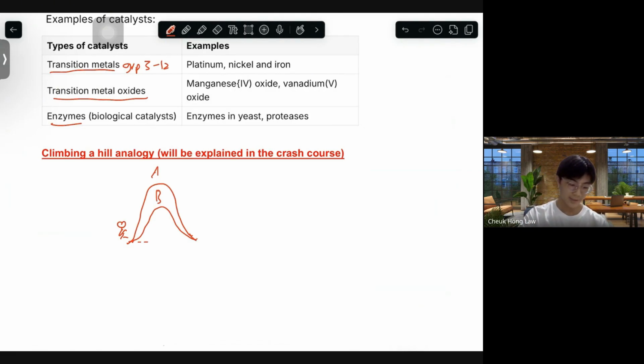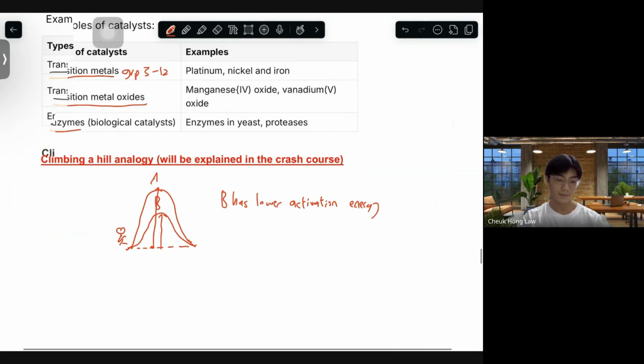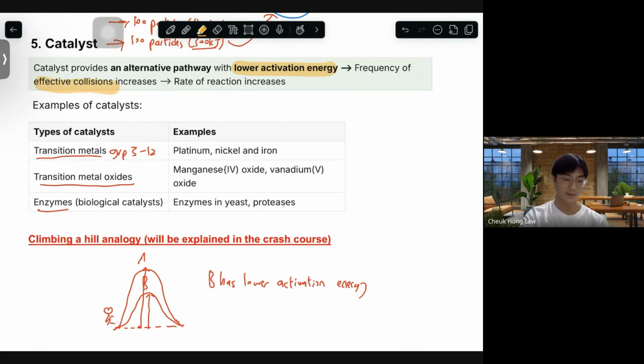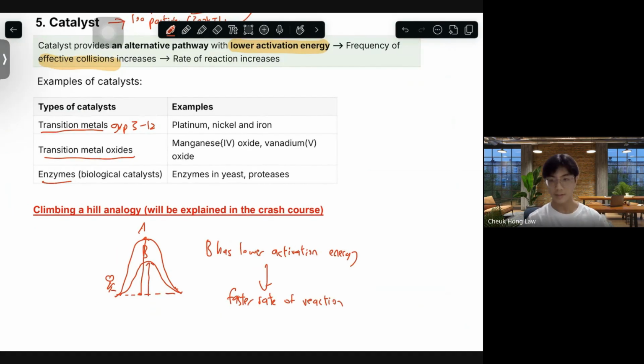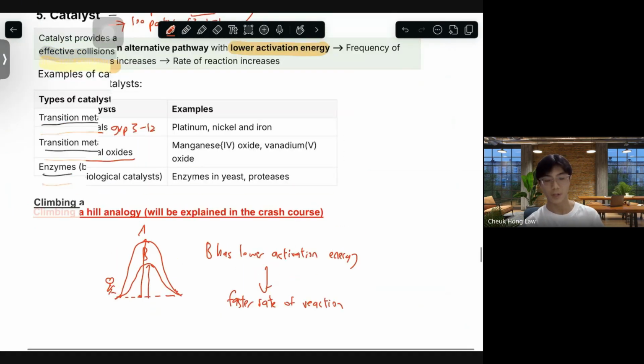Okay, now think of this as the activation energy. B has lower activation energy. So it is easier for the particles to meet the activation energy. It is easier to climb the hill. So since it's easier to climb the hill, there are more effective collisions. Okay. So if I can reach the end faster, it means a faster rate of reaction. So for catalysts, the explanation is quite straightforward.